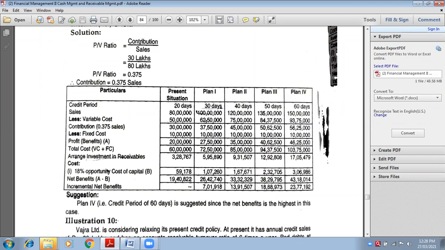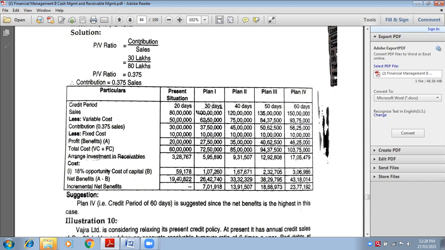Plan 2, 33 lakhs 32,329. Is it correct? Have you got the same answers? Yes, ma'am. Plan 3, 38 lakhs 29,795. Have you got the same answer? Yes, ma'am. And last, plan 4, 43 lakhs 18,014 rupees. So is it correct? Yes.